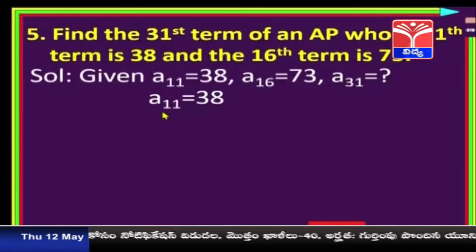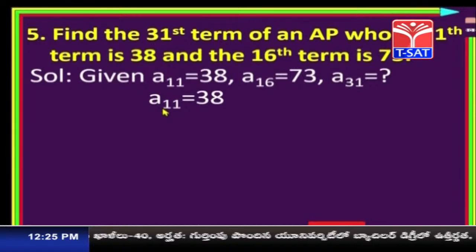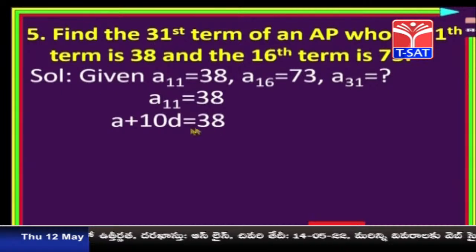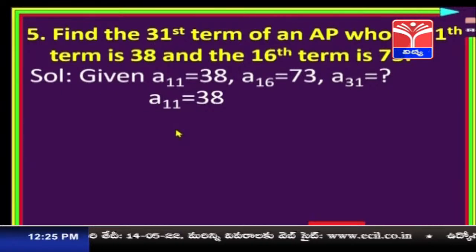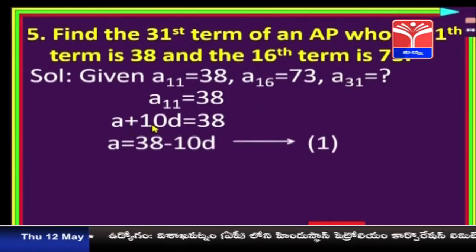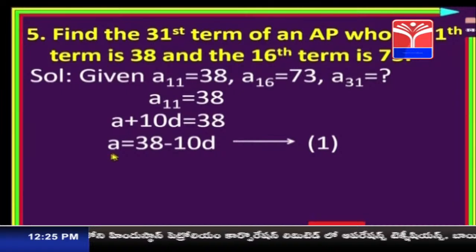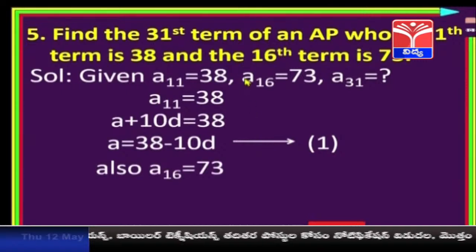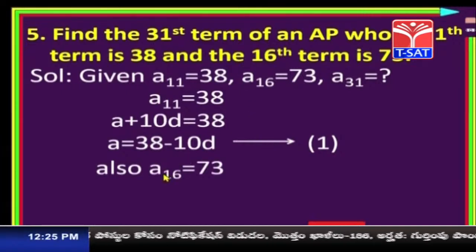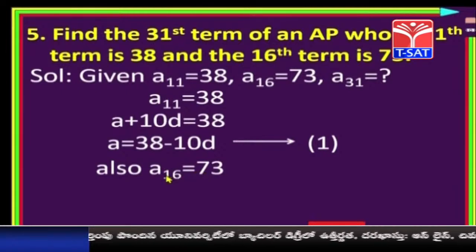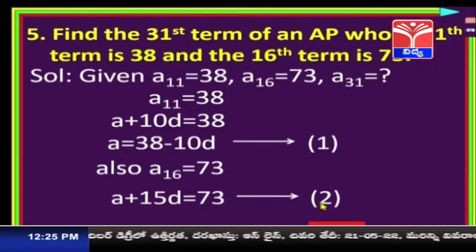Okay. Let us solve. A11 is equal to 38. What is A11? A11 is nothing but A plus 10D from the nth term formula, that is A plus 10D is equal to 38. From this I am writing A as 38 minus 10D. So, bring 10D to the right hand side, we will get A is equal to 38 minus 10D, which is relation 1. Okay. Next, the second condition, that is the 16th term is 73, A16 is equal to 73, A16 is nothing but A plus 15D which is equal to 73, this is relation 2.